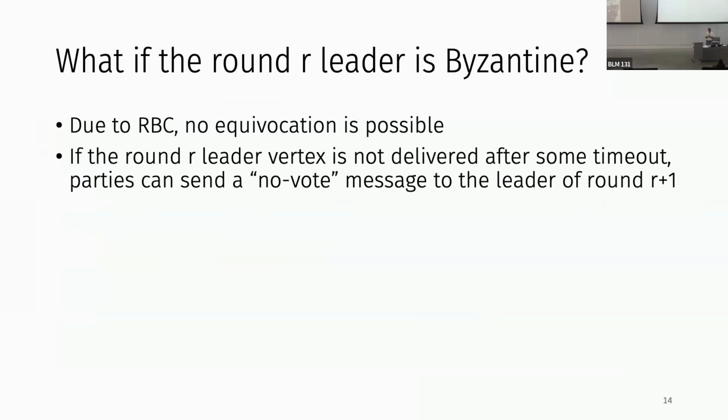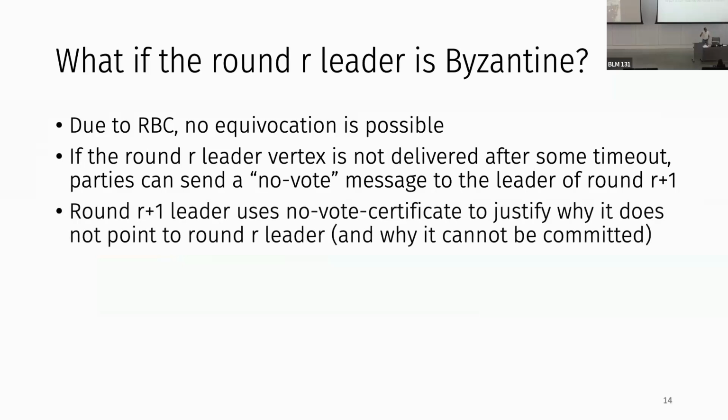So if a round R leader vertex is not delivered in a given amount of time, let's say until some timeout, all of these parties send a no vote message to the next leader. And this next round leader, round R plus 1 leader, would use a certificate of 2t plus 1 parties stating that we haven't voted or we haven't delivered this round R leader. So it uses this to justify the fact that this round R leader does not exist. So from round R plus 1 leader's perspective, either I point to the previous leader or I show this certificate saying that this leader does not exist. Yeah, so that's the protocol.